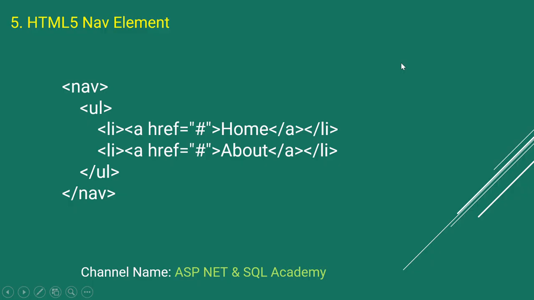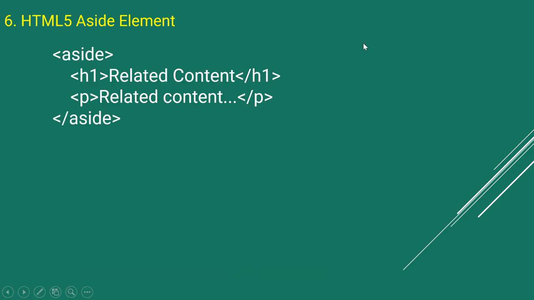The nav element is used to define a navigation menu. It is often used to contain links to other pages or sections of a web page. The aside element is used to define content that's related to the surrounding content but could be considered separate. It is often used for sidebars, pull quotes, and other types of content.